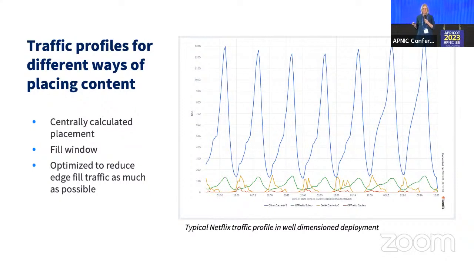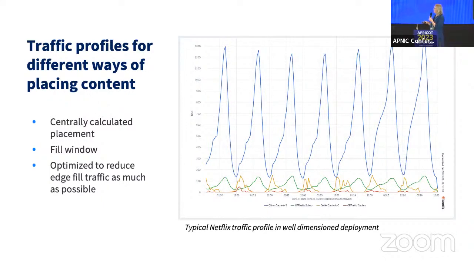So here, if we're looking at a typical Netflix embedded server or embedded ISP traffic profile, what Netflix does is that they're centralized, calculating every day, these are the files that we want to push out. These are the ones we expect that people will watch. And they're sending that content out to the servers in a fill window. So this is the fill window that takes place, where you see the small spikes on the graph. The large blue spike, for this well-dimensioned installation, is the traffic going from the embedded servers to the end users in the peak hour.